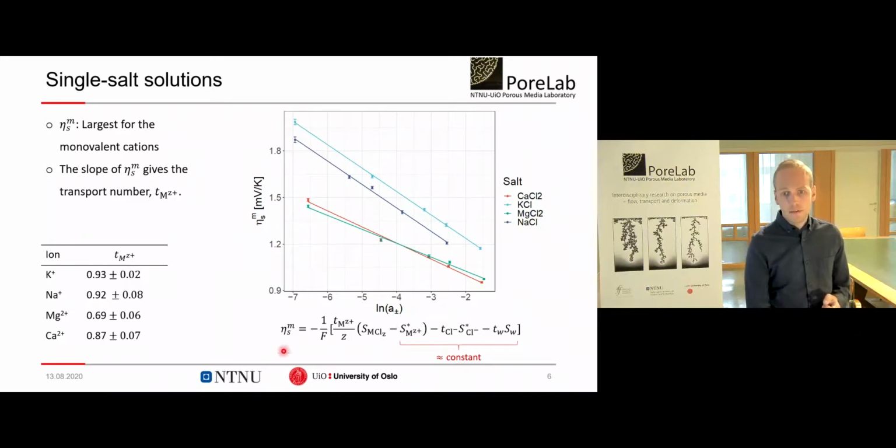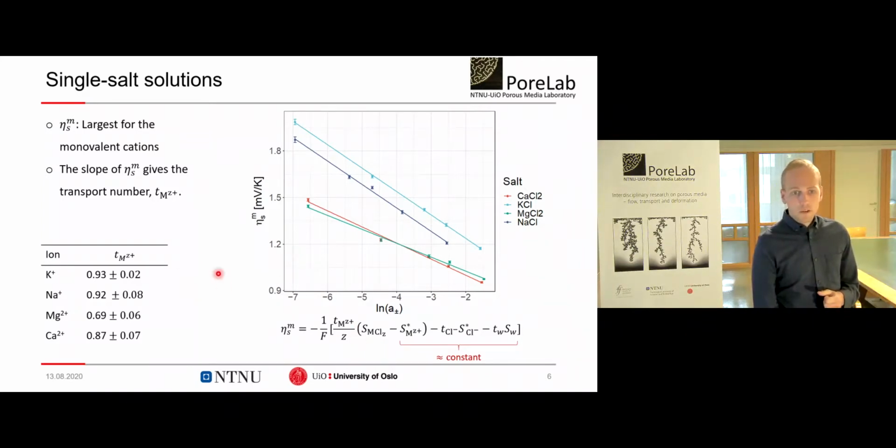This is expected as we can see from the expression for the Seebeck coefficient. We have the three last terms there being approximately constant in our concentration range, while this first term is the partial molar electrolyte entropy, which varies linearly with the concentration or the activity.